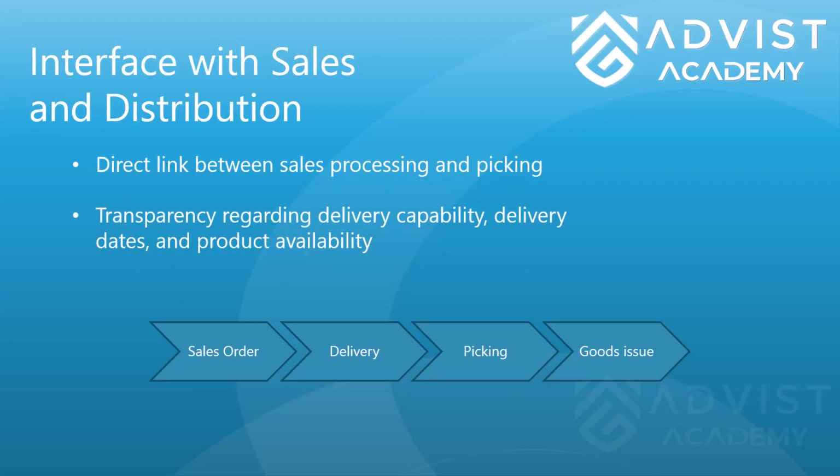In the sales and distribution module, the warehouse process begins with the sales order. As soon as this order is entered into the system, an outbound delivery is created, which in turn triggers picking in the warehouse. Picking is therefore directly linked to sales processing. Once the goods have been picked and packed, the goods issue is posted. This reduces the stock level in the system and serves as the basis for billing. This interface between warehouse management and sales ensures real-time visibility into delivery capabilities, delivery dates, and product availability.